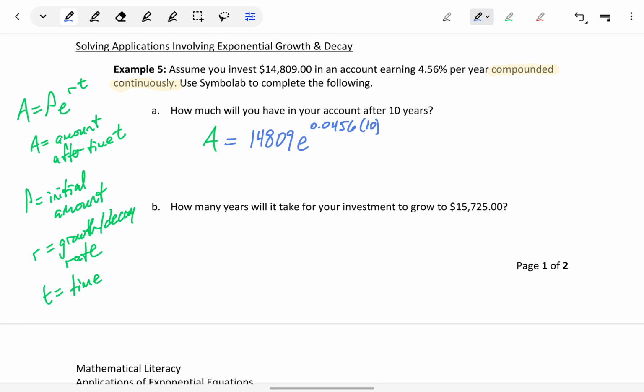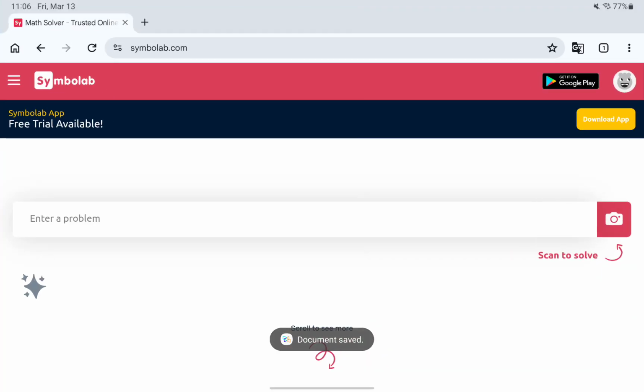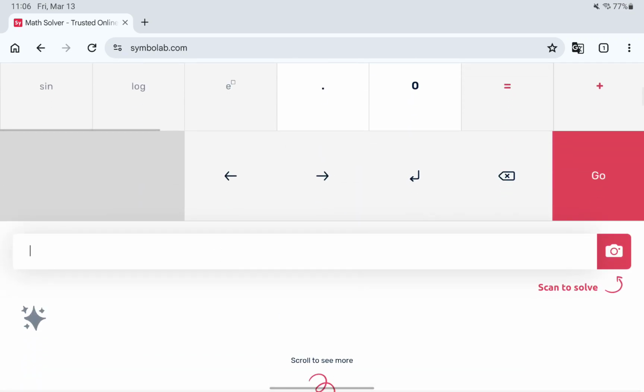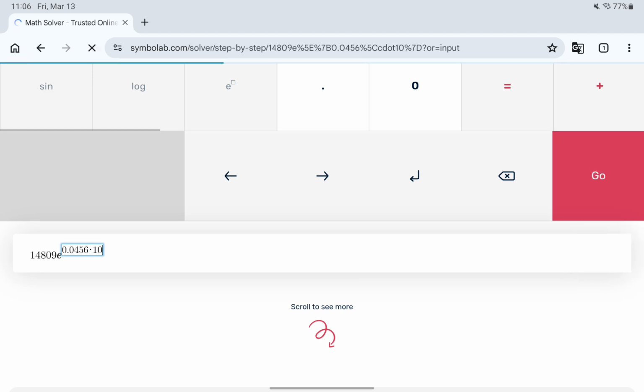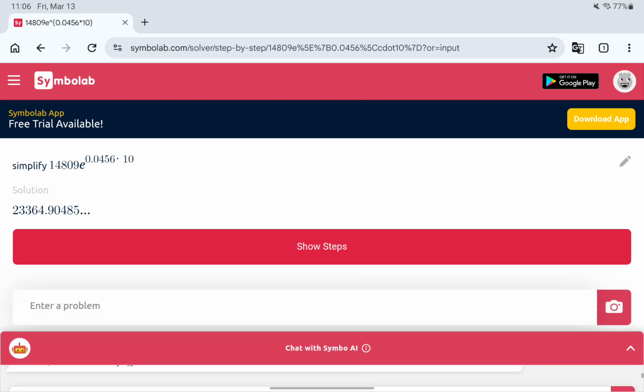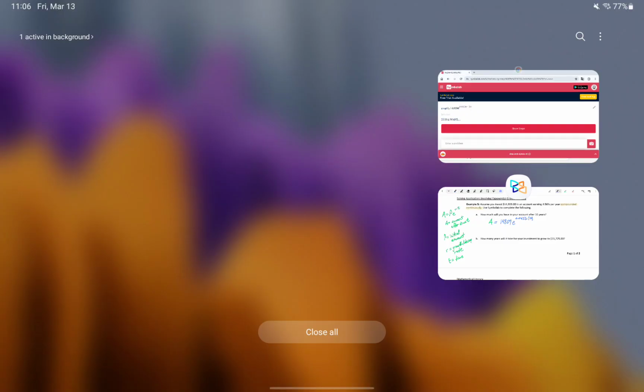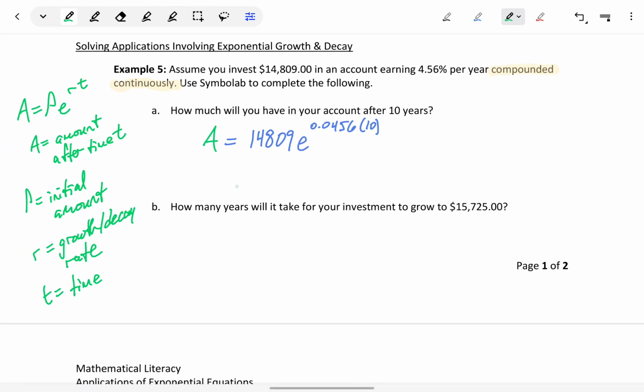In this case, we're not solving anything, we're just evaluating this expression. And we can do that in Symbolab, by simply typing in that expression that we set up. And our output is the amount that we'll have after 10 years. Keeping in mind that this is a money-based answer, we want to intuitively round that to 2 decimal places. So the amount after 10 years in this case will be $23,364.90.